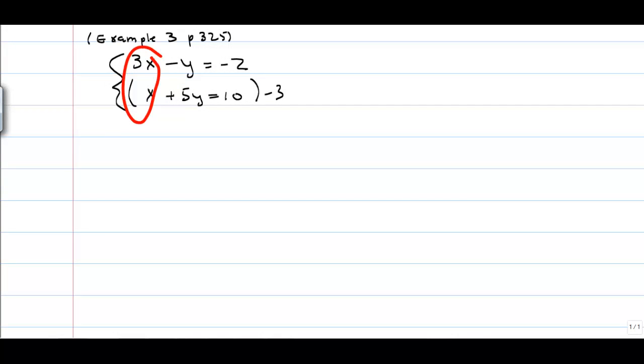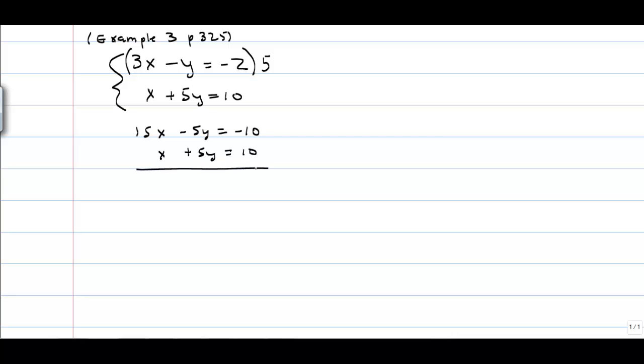However, I want to do something different to show you that there's not just one way of doing things. Instead of multiplying the second equation by -3 like they do in the textbook, so you can review that there, I'm going to multiply the first equation by 5. When I multiply the first equation by 5, I end up getting 15x minus 5y equals -10. And then I write down my second equation, and when I add these two together, I get 16x, and the -5y plus 5y add to 0, and -10 plus 10 also adds to 0.